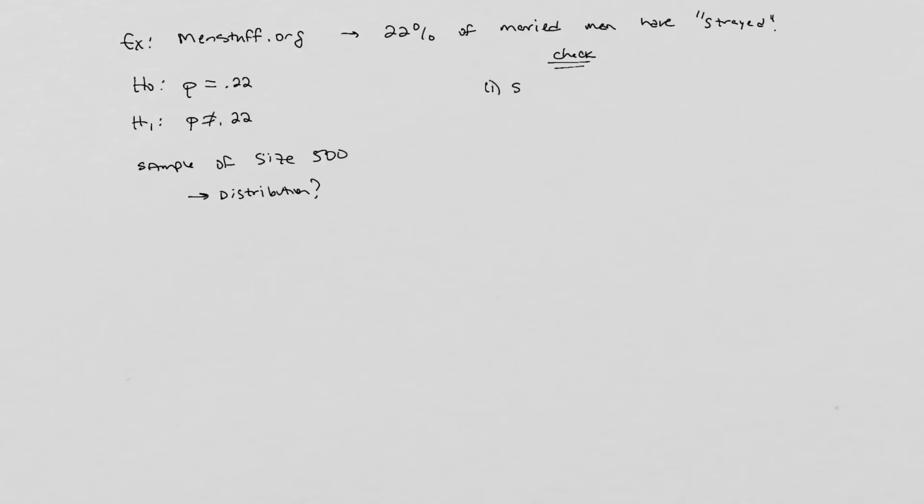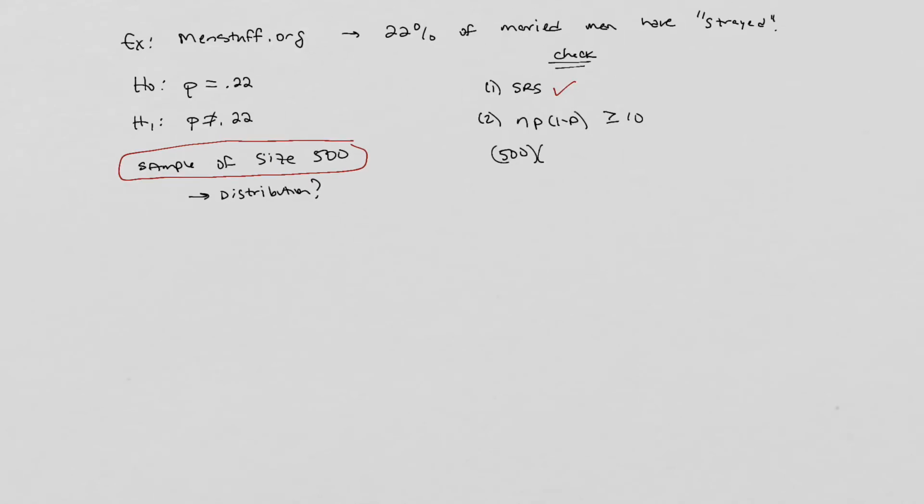First of all, are we using a simple random sample? Yep, that's what we said we were going to do here. So we pull out a simple random sample of 500. So that part is done. The second thing is to check this bound, n times p times 1 minus p, and make sure that it is bigger than or equal to 10. In this case, n is 500, and remember, we're assuming that their claim is true, so we're going to assume that p is 0.22, so 1 minus p is 0.78. If you multiply all those numbers together, you get 85.8. That's a bunch bigger than 10, so that thing checks out as well.